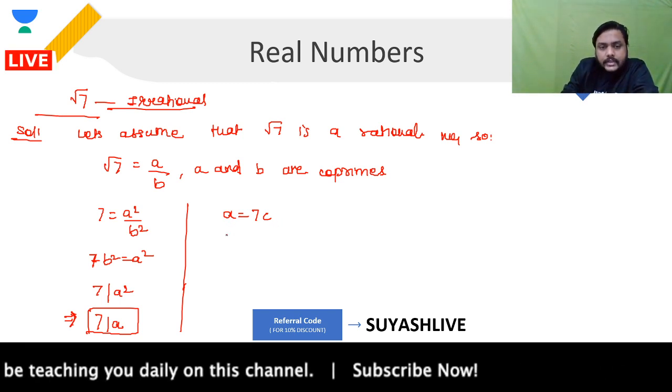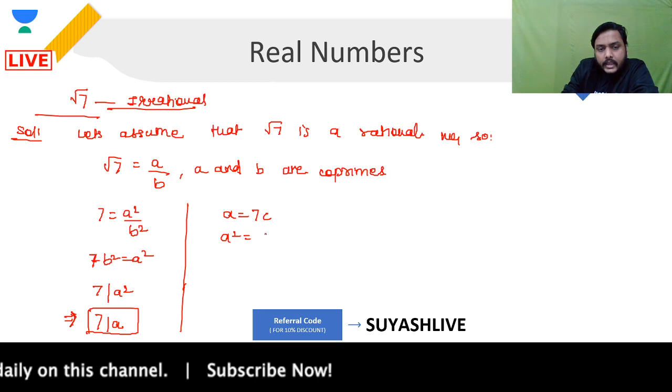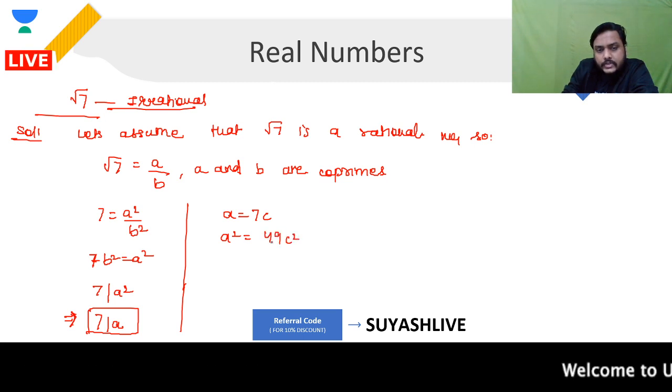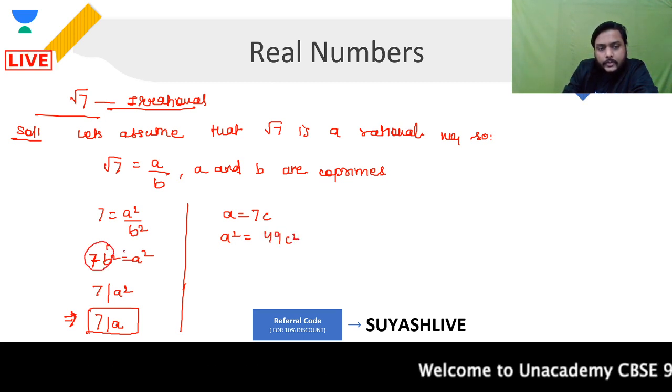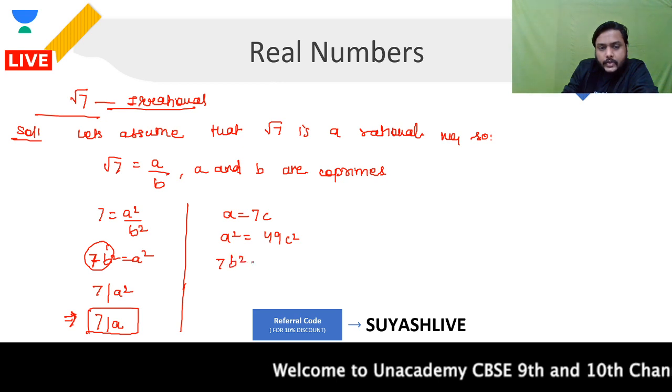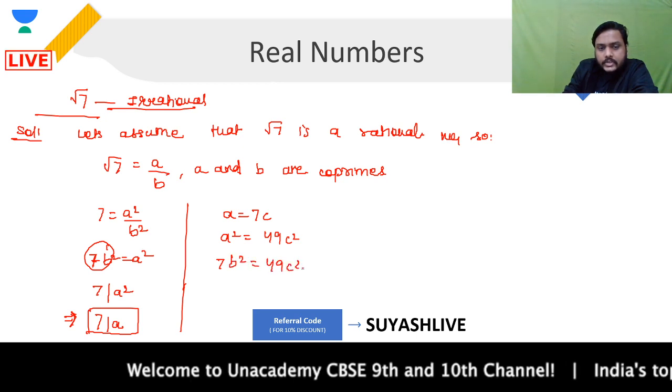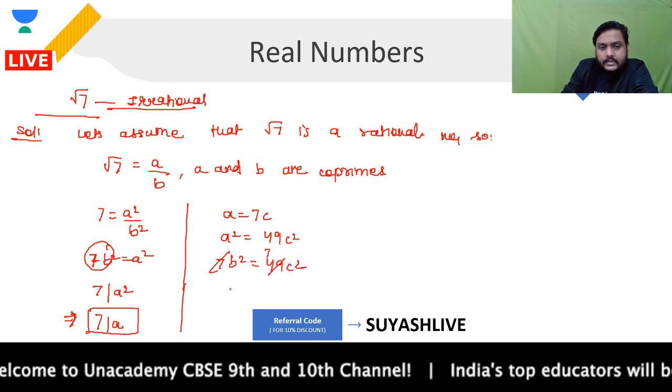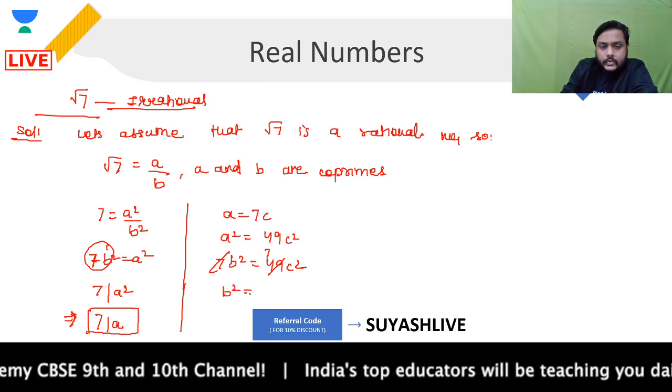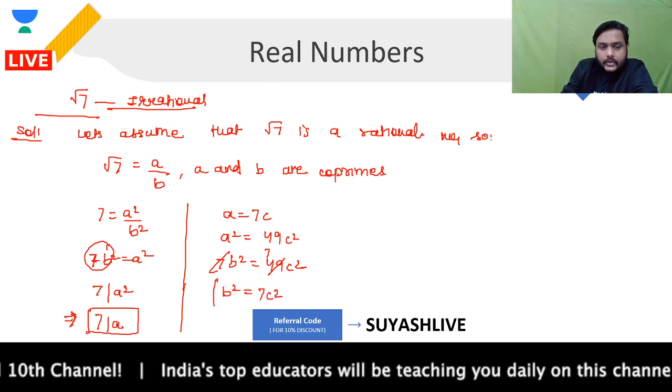When a is equal to 7c, squaring both the sides, you will be getting a square is equal to 49c square. Putting the value of a square from here, 7b square is equal to 49c square. 7 cancel. You are having b square is equal to 7c square. Are you clear with this, guys?